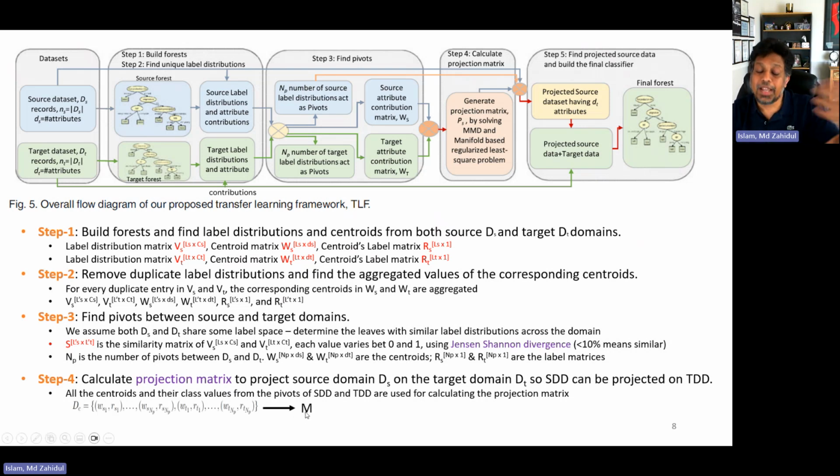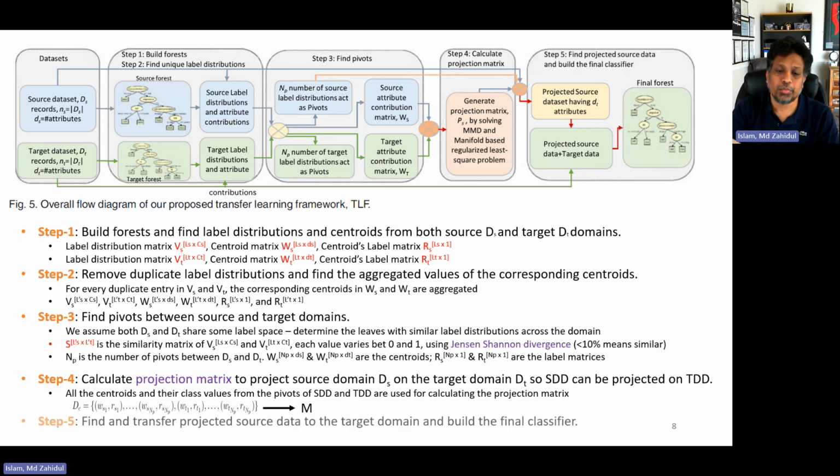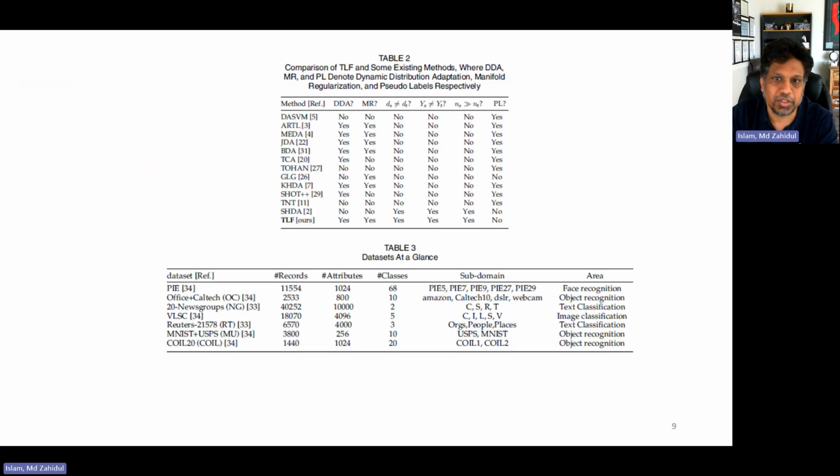This is the M, as I explained in the previous slide. We use all these pairs, and then the way I explained in the previous slide, we calculate the projection matrix. And once we find the projection matrix, it's almost game over. We use the projection matrix to project the source dataset onto the target dataset. And then we have a bigger target dataset, 7,100 records in the previous example. Then we can build a classifier like a random forest or like a CS Forest, etc.